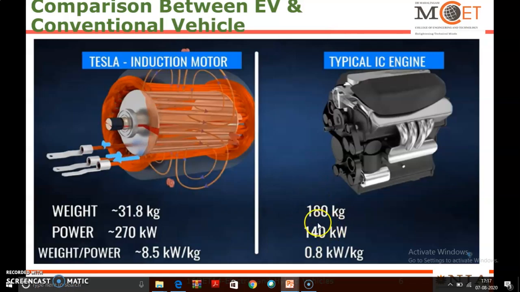Whereas in the case of the typical internal combustion engine, its weight is approximately 180 kilogram and its power generation is 140 kilowatt. So for 1 kg of weight, it generates 0.8 kilowatt of power. So as far as the weight to power ratio is concerned, this electric vehicle motor has a high weight to power ratio as compared with the IC engine used in conventional vehicles.